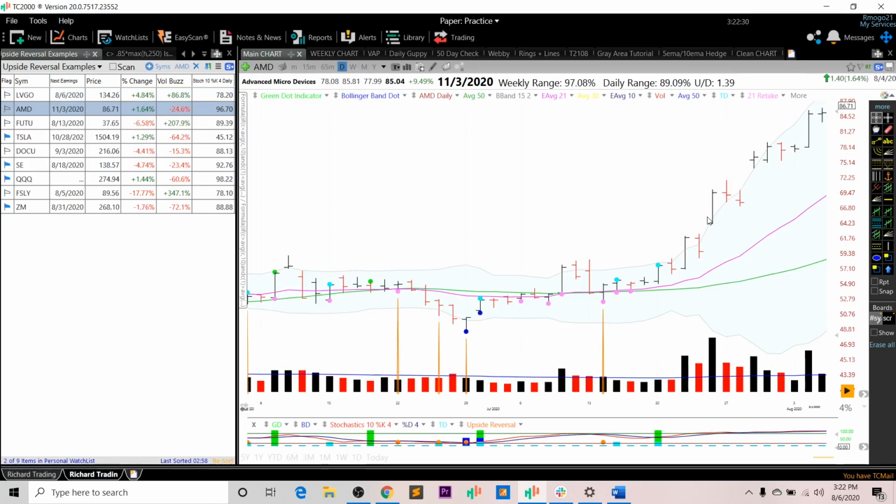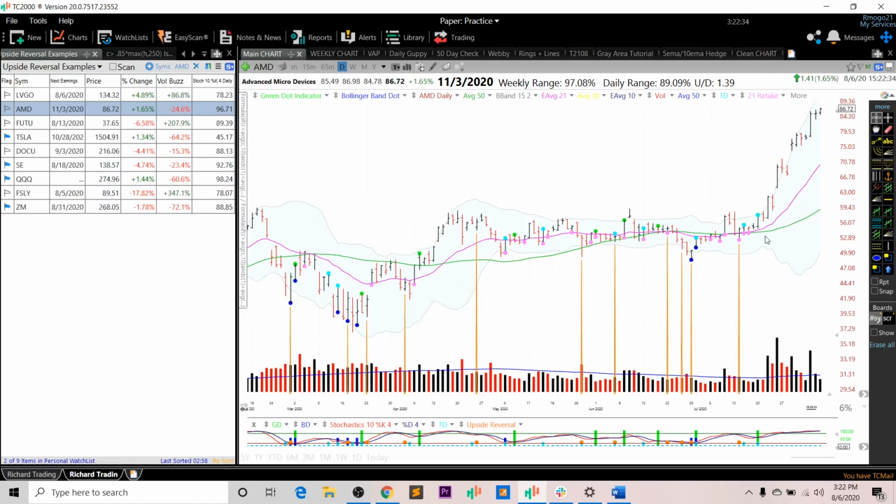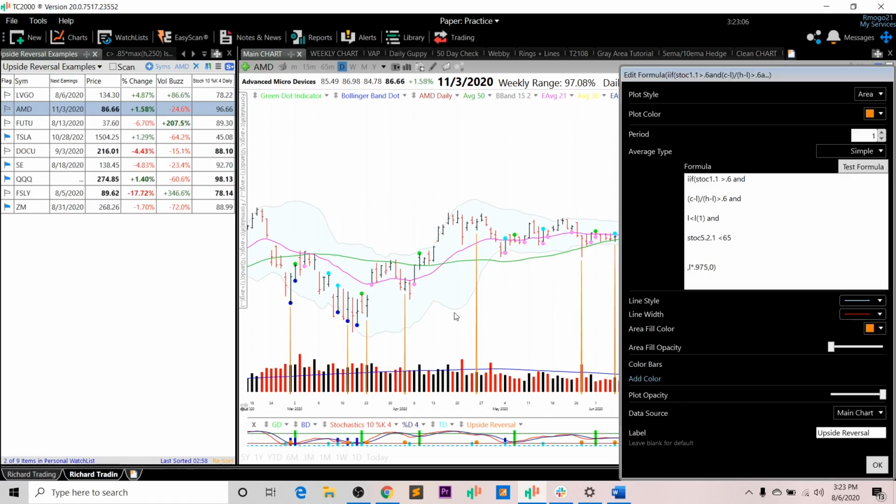Overall, if we go back a couple days, you can see that it had a couple upside reversals within this base right here. And if you don't want to see as many spikes, you can add some different conditions, tinker with the formula, make sure that the stock is above its 50-day moving average, something similar to that.